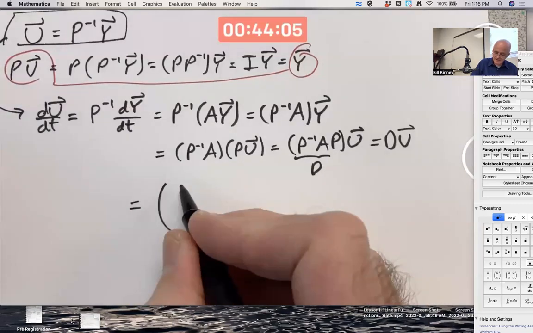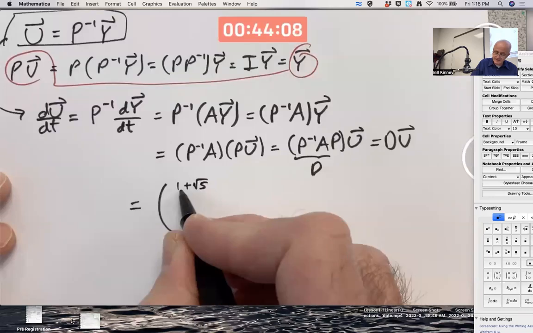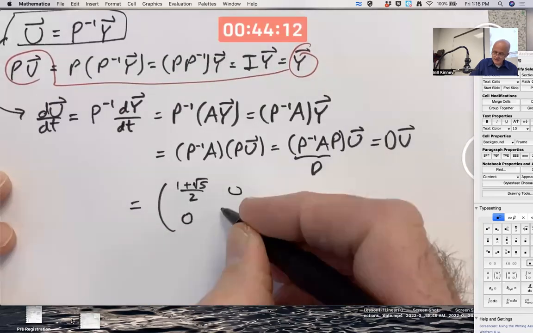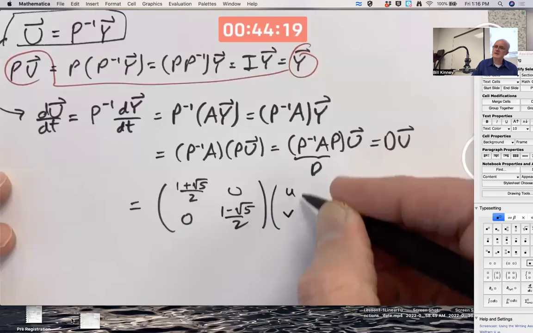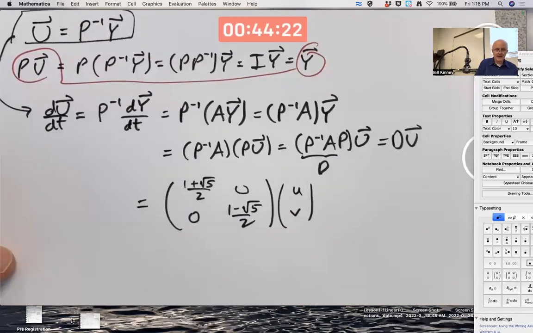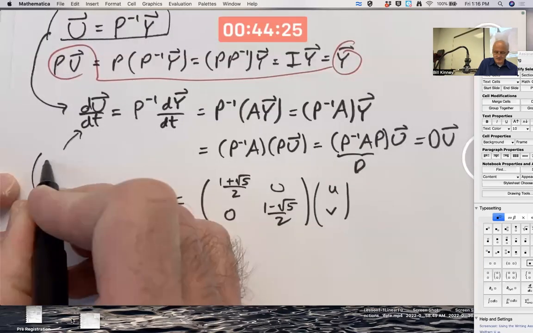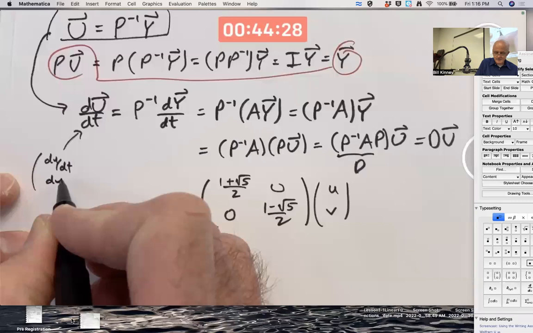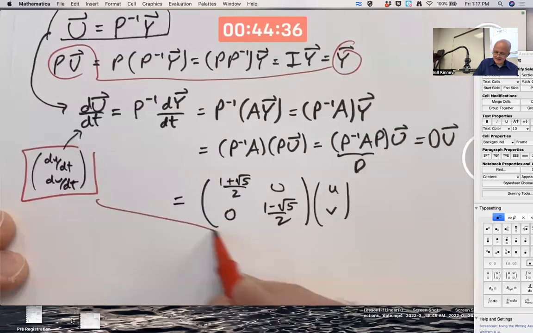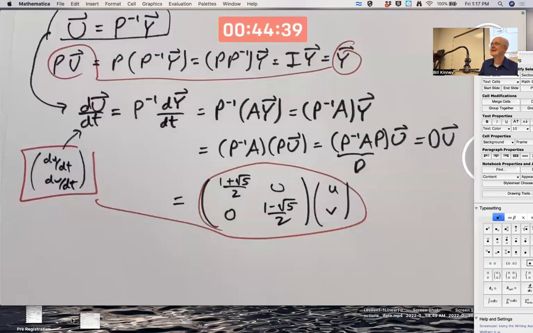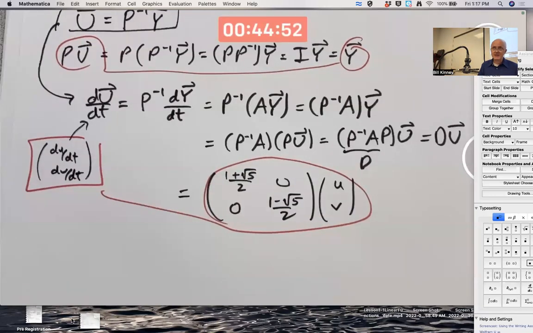It's a diagonal matrix with upper left entry (1 plus square root of 5) over 2, and lower right entry (1 minus square root of 5) over 2. By the way, the vector u I'm pretending has components little u and little v, and this derivative over here has components du/dt, dv/dt. With respect to the new coordinates, it's a completely decoupled system. You could guess the solution. If you want to write that solution in terms of the matrix exponential, you could do that too.